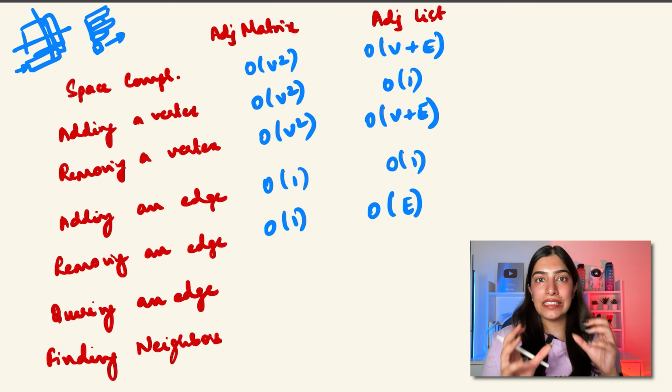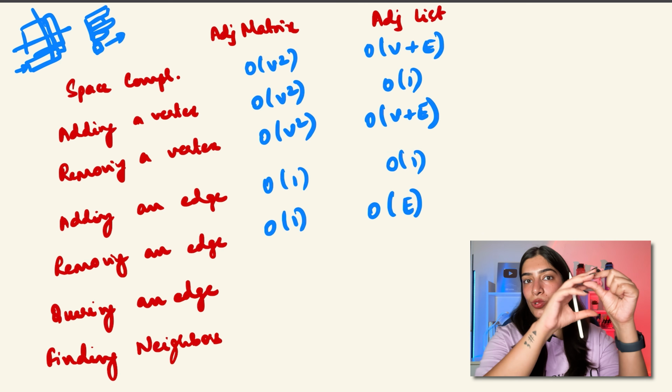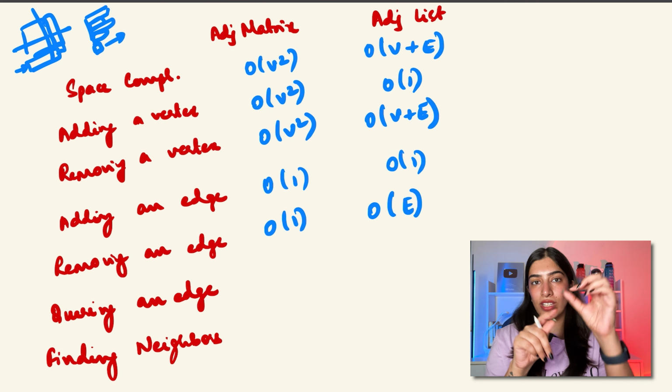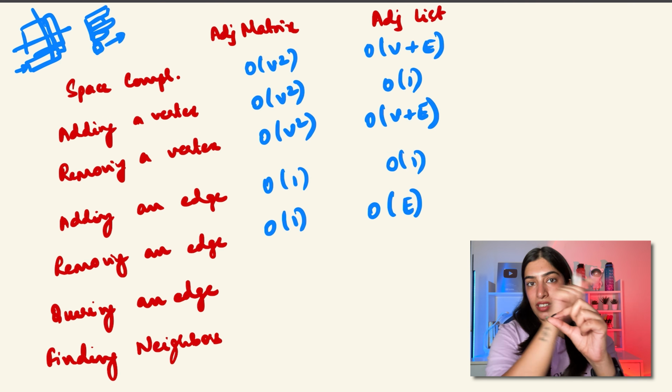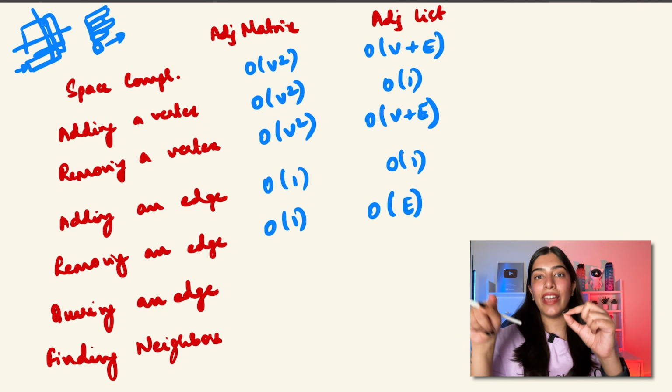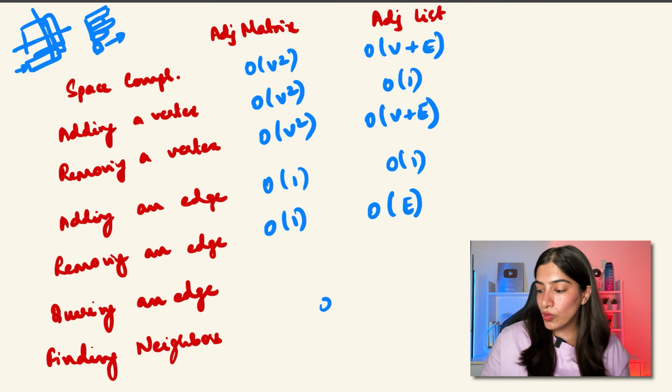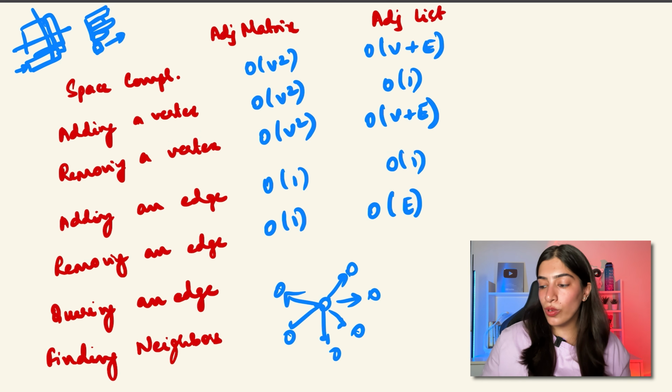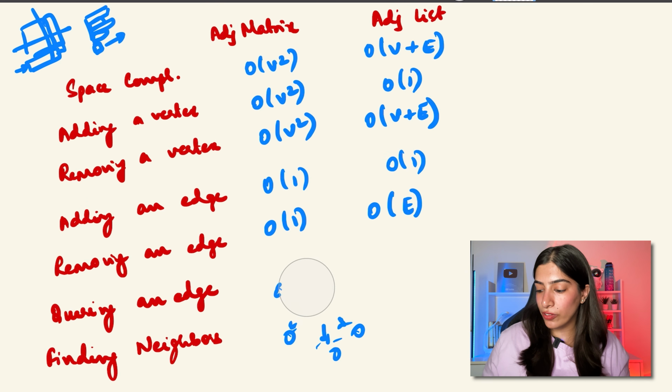Because in the worst case, it is possible that for one node all the edges were present, right? So there is only one node and all the edges are present, and maybe the edge that you want to remove comes at the end. So maybe there is only one node and it is connected to all the other nodes like this. So in the worst case, you will end up going through all the edges to remove this particular edge, correct? So it will become order of E.